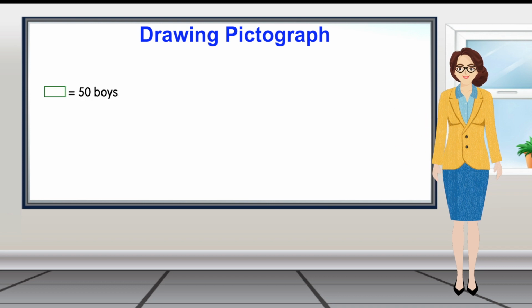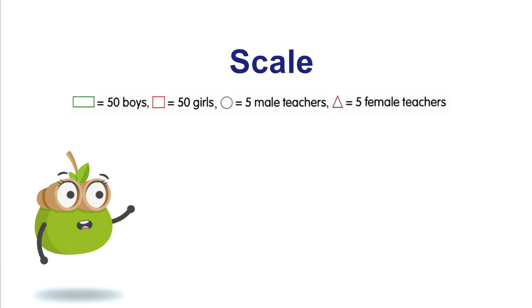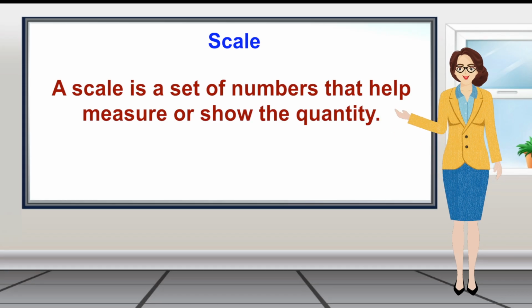Scale. 1 rectangle represents 50 boys. 1 square represents 50 girls. 1 circle represents 5 male teachers, and 1 triangle represents 5 female teachers. What is a scale? A scale is a set of numbers that help measure or show the quantity.